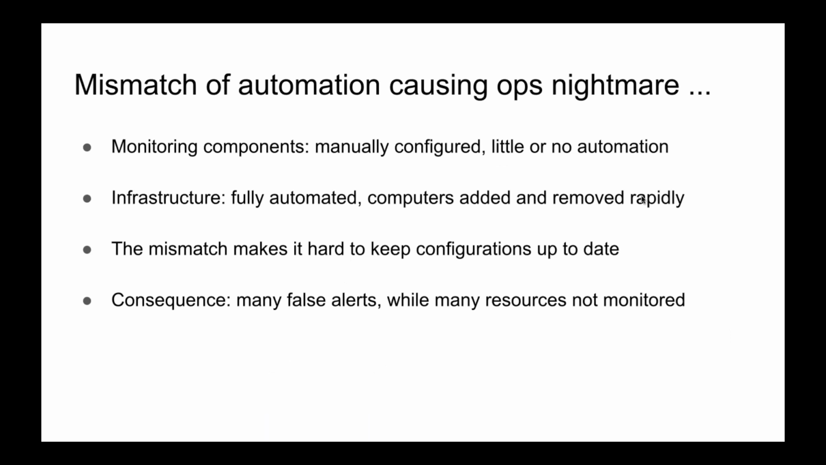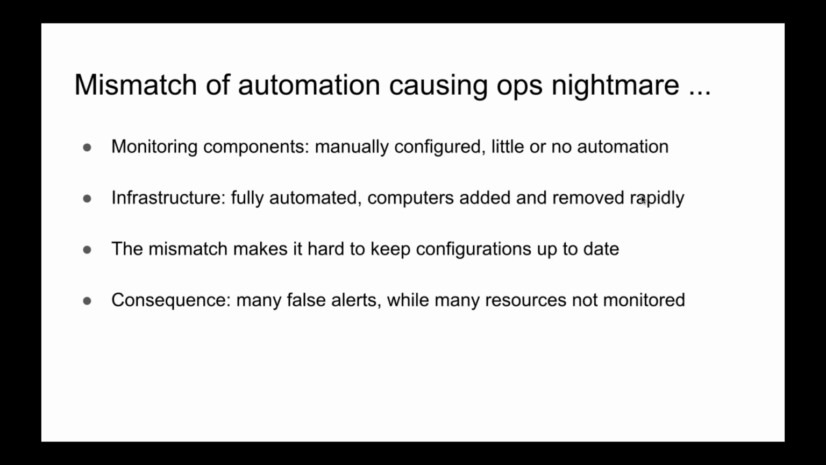So here we see a big mismatch of automation across different layers that is causing the operation nightmare. In the monitoring components, those components are manually configured. There was little or no automation at all. At the infrastructure layer, everything is fully automated because we build things on top of AWS. Computers can be added and removed with only a few clicks away in seconds. And this mismatch makes it very difficult to keep configuration up to date.